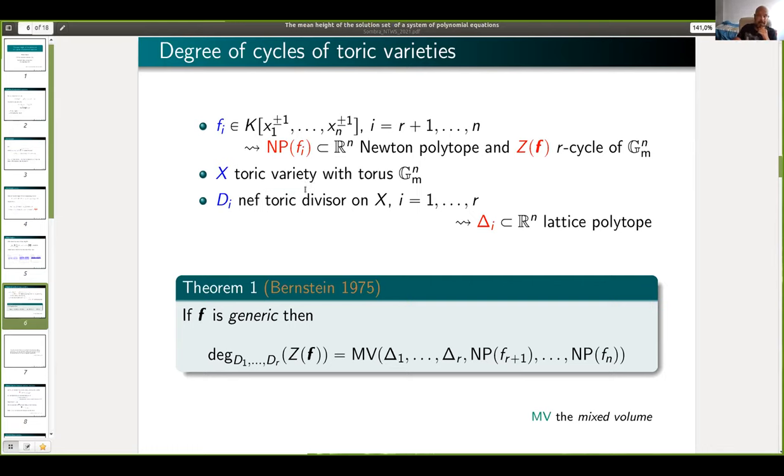So from these divisors I can obtain some combinatorial information, which is a lattice polytope. There is a construction, a bit more involved but classical too, that associates a lattice polytope to a divisor.